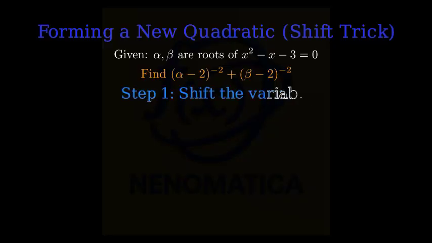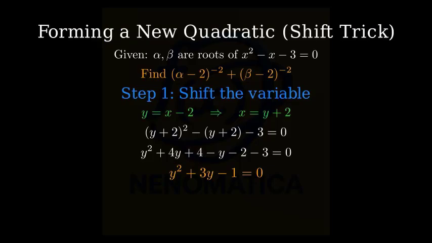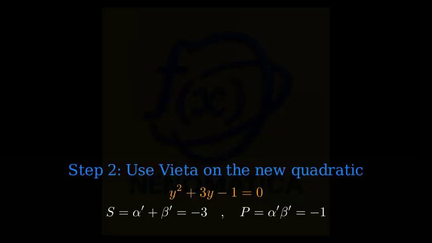Step 1. Use a shift substitution so that subtracting 2 from the roots becomes natural. Let y equal x minus 2, which means x equals y plus 2. Now substitute x equals y plus 2 into the quadratic and simplify. So alpha prime equals alpha minus 2 and beta prime equals beta minus 2 are the new roots of the y equation. Step 2. Since alpha prime and beta prime are the roots of the new equation, y squared plus 3y minus 1 equals 0, we read the sum and product from Vieta's formulas. The sum S equals negative 3, and the product P equals negative 1.